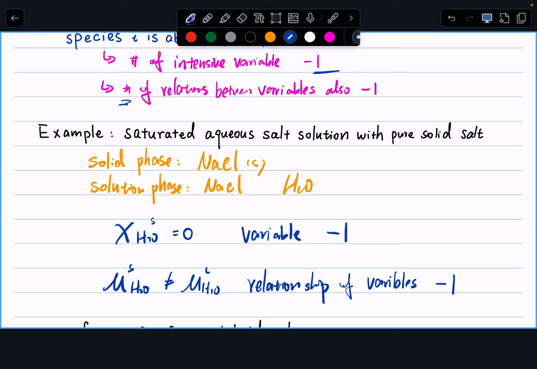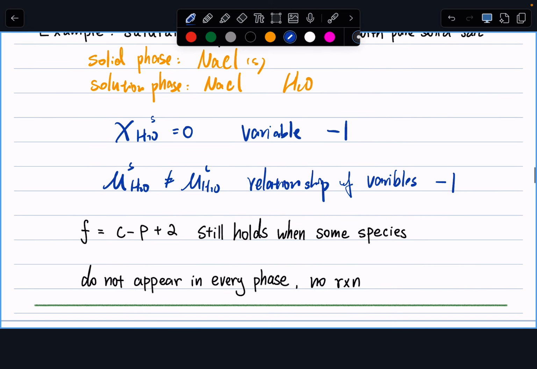The actual derivation of the proof is slightly more complicated, but I just want to use this example to demonstrate that dropping assumption 2 doesn't necessarily change our conclusion: the variance F equals C minus P plus 2 will still hold true, even when some of the species do not appear in every phase. We're still assuming no chemical reactions at this moment.